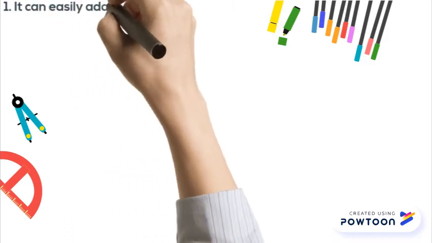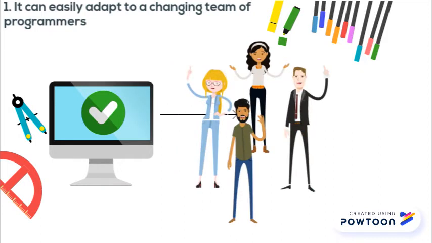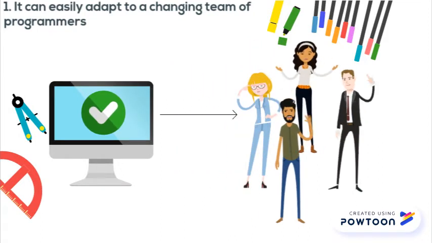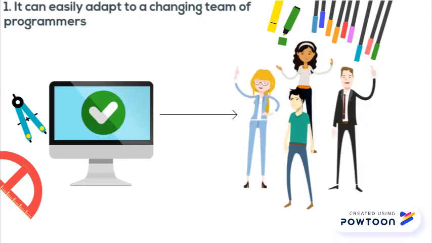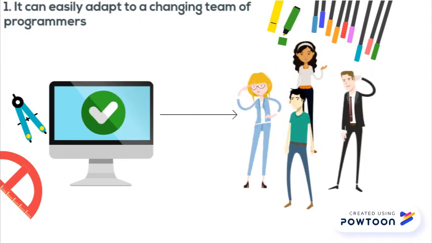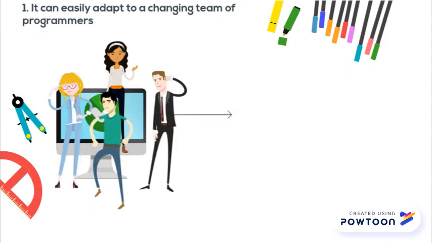First of all, this model can easily be adapted to a constantly changing team of programmers. It allows the project as a whole to maintain a more detailed, robust scope and design structure due to its upfront planning and documentation stages. This is particularly well suited for large teams that may see new members come and go throughout the project lifecycle.